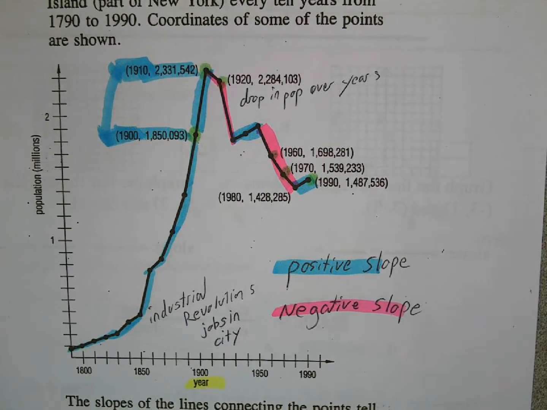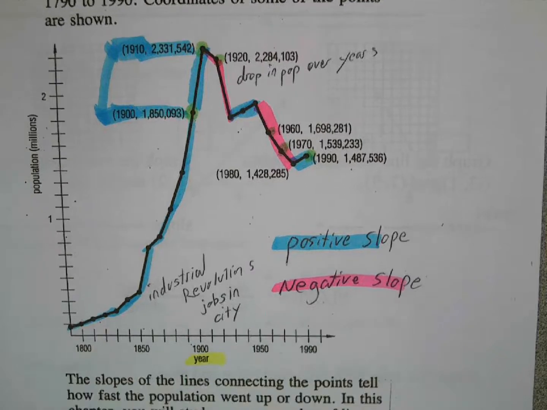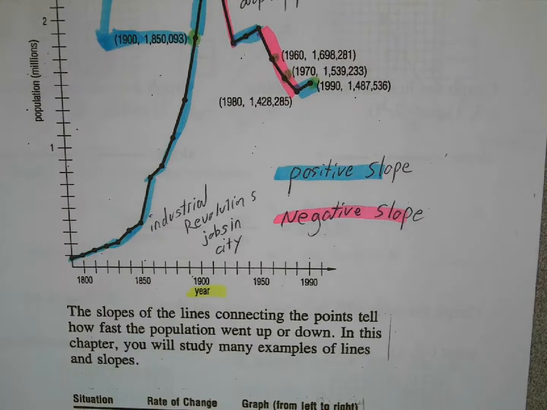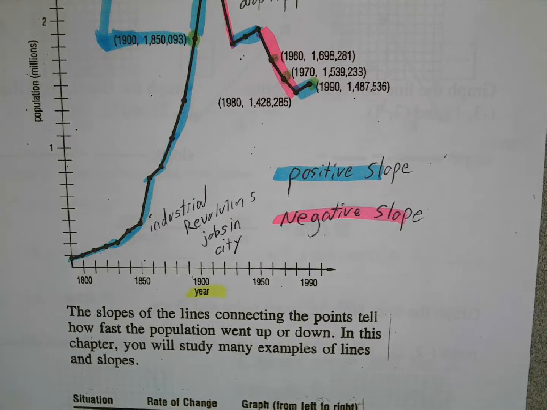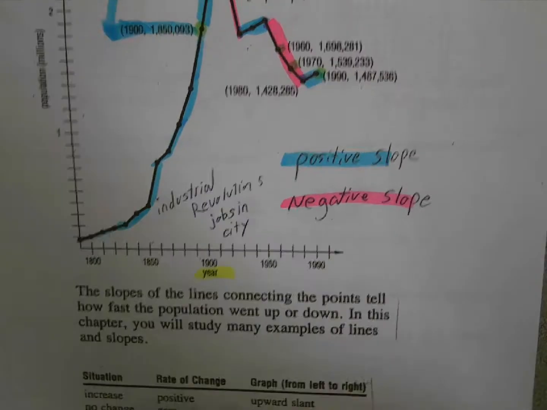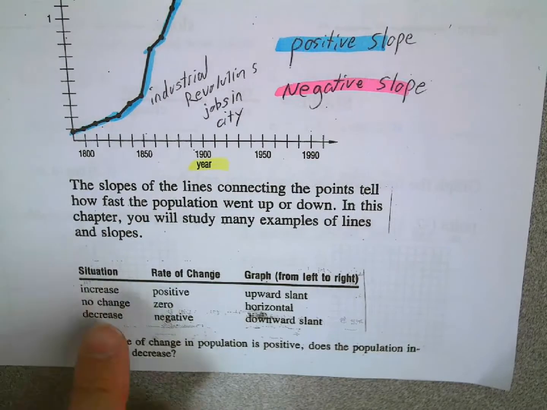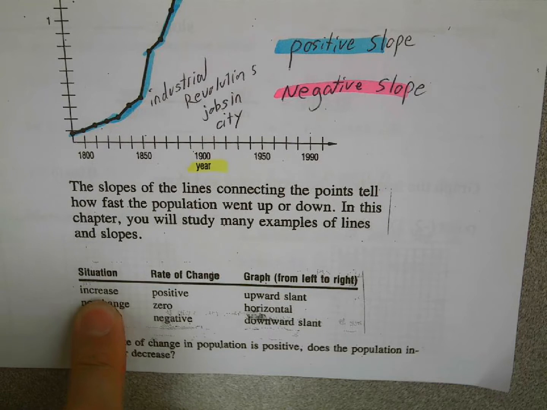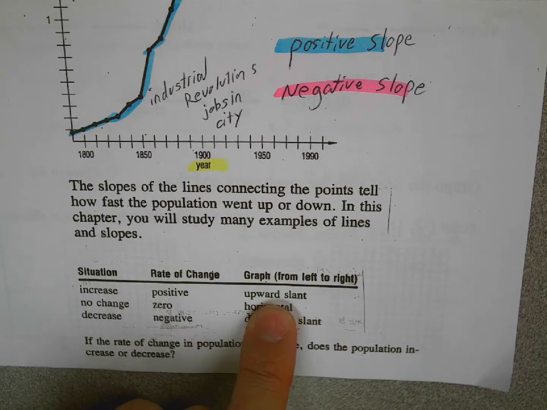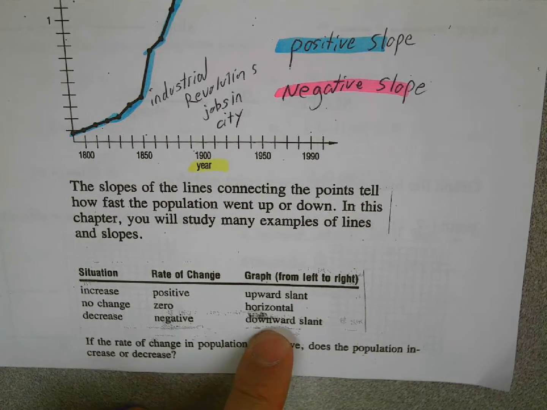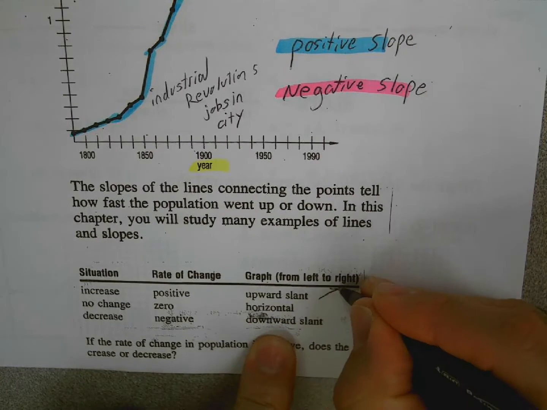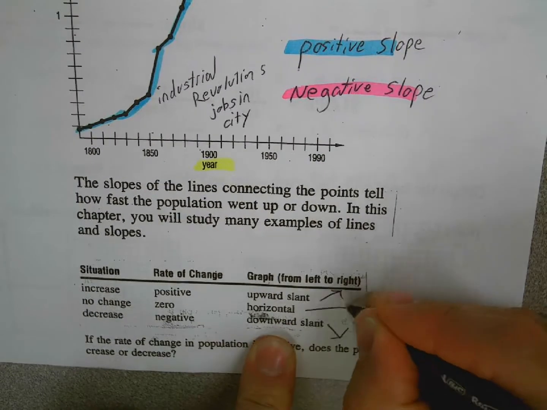Let's go ahead and read the bottom. The slopes of the lines connecting the points tell how fast the population went up or down. In this chapter, you will study many examples of lines and slopes with this positive or negative rate of change over time. On the bottom right here, we have a review. As the slope increases, it's positive, and it looks like an upward slant. If the rate of change decreases, goes down, we call that negative, and it has that downward slant. So upward slant, downward slant, horizontal slant.